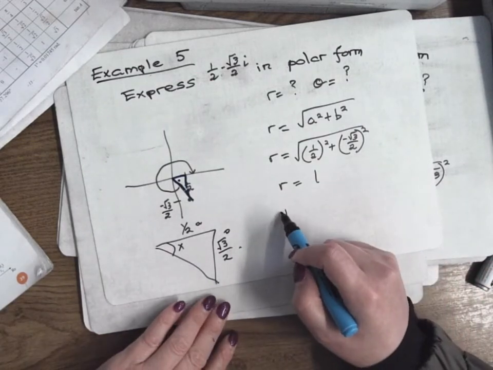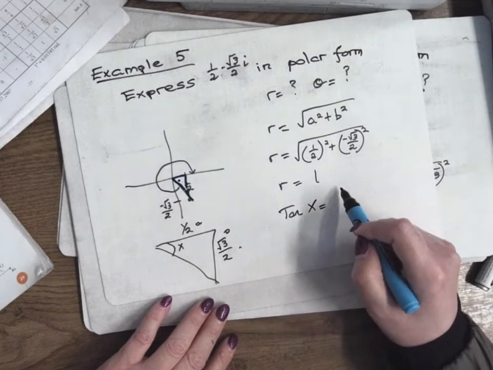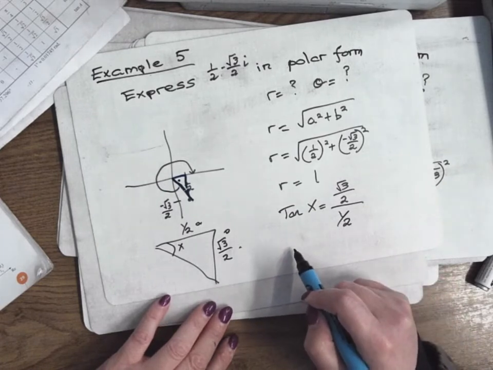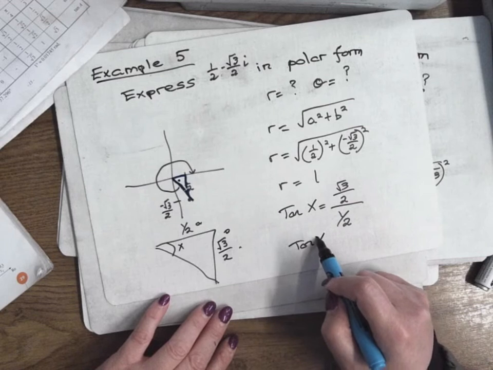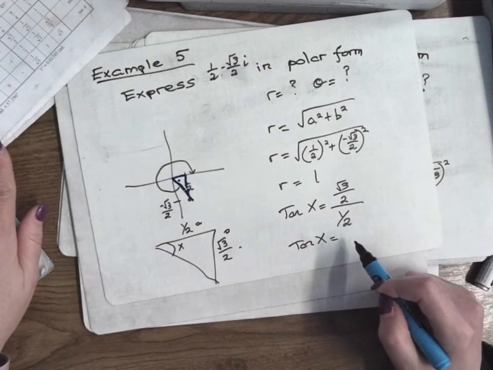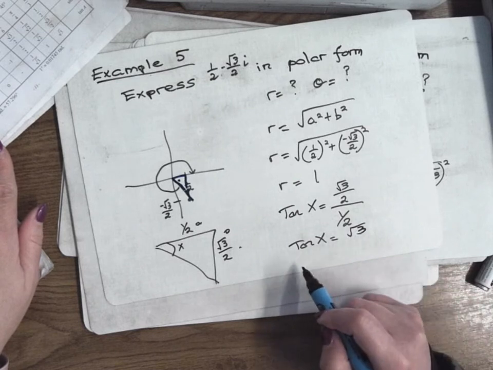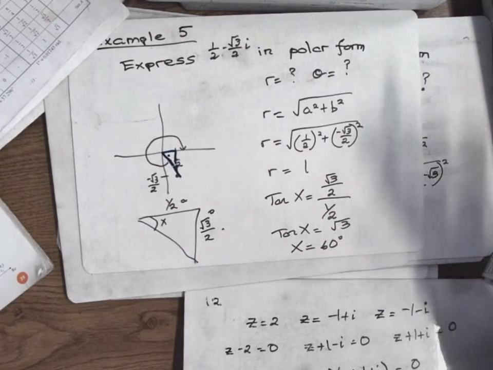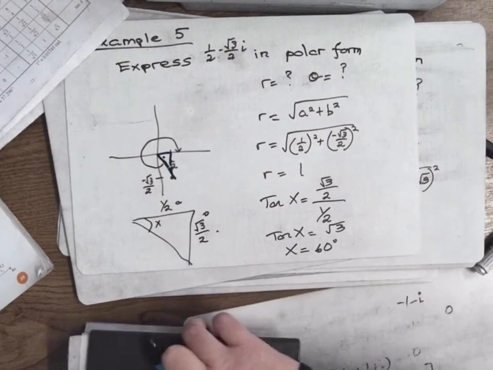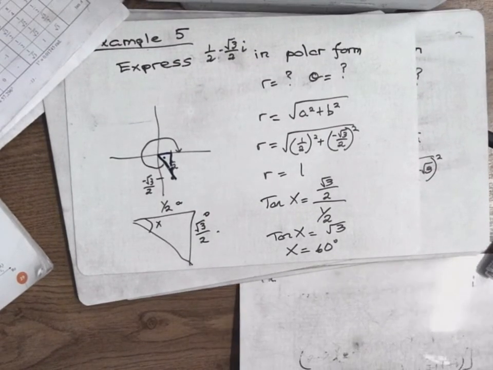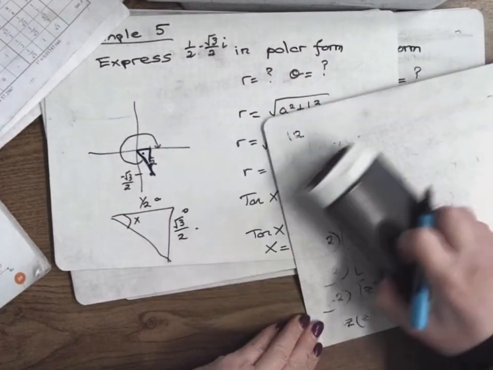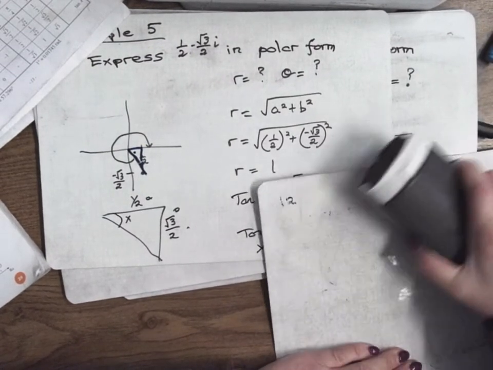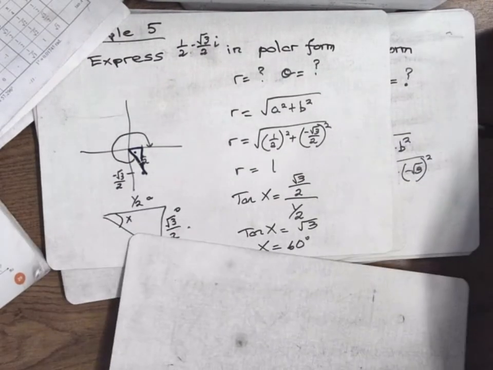I'm always going to use tan. Then I had a system. So tan of X is equal to opposite, which is root 3 over 2, over adjacent, which is a half. And when you simplify that, that's root 3. So tan of X is just root 3. You have a calculator, so you get the inverse tan of root 3, which means X is equal to 60.